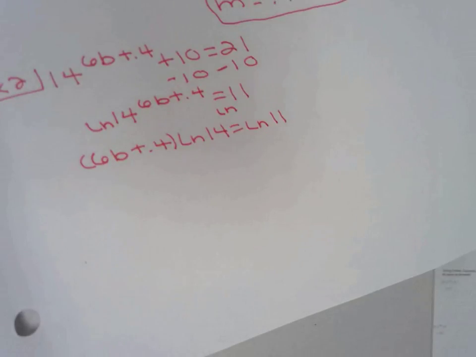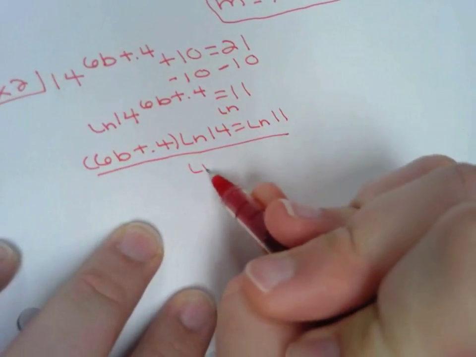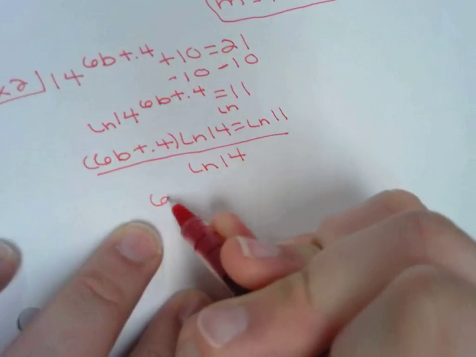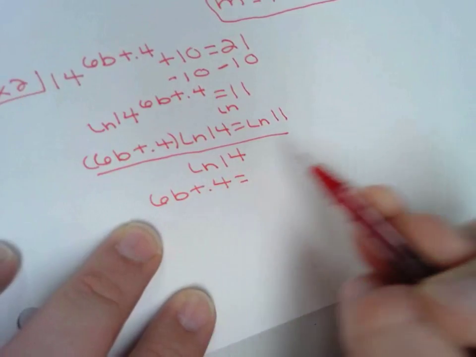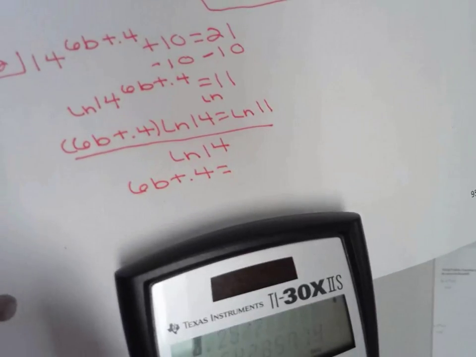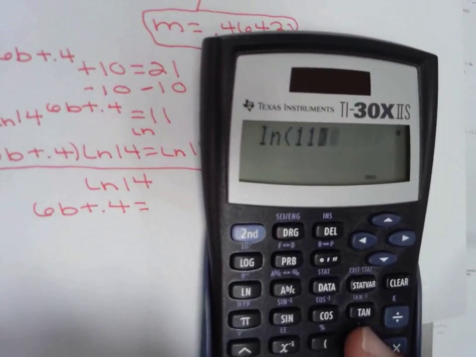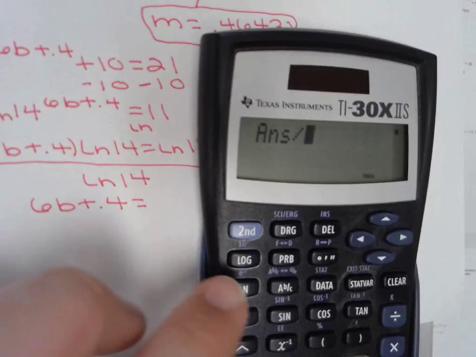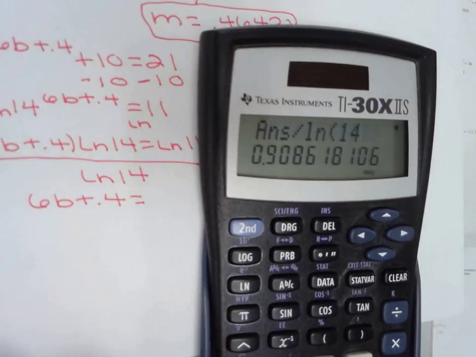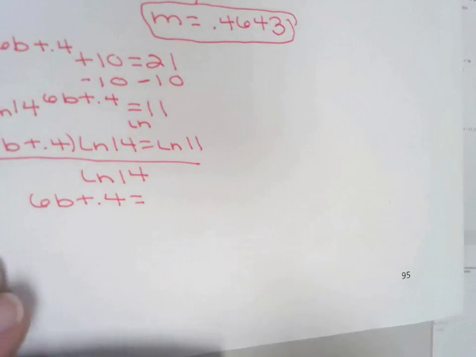Yep, ln of 14 is just a number. So since I'm multiplying by the part in parentheses, I can divide. So 6b plus 0.4 equals ln of 11 divided by ln of 14. However you want to do it, I don't care. So ln of 11 divided by ln of 14. Do closing parentheses even matter? No, not really. And you should get 0.9086, around 4 places. 0.9086.